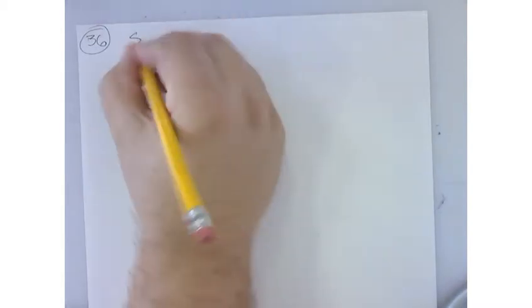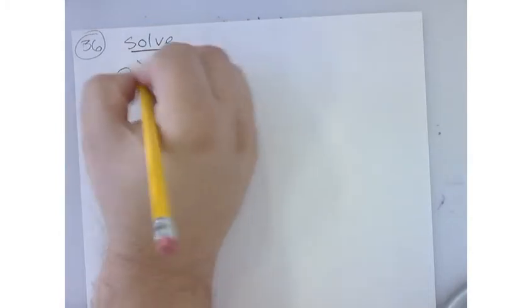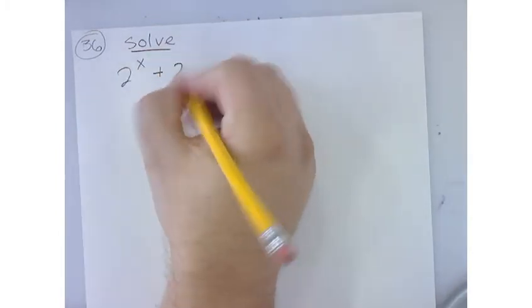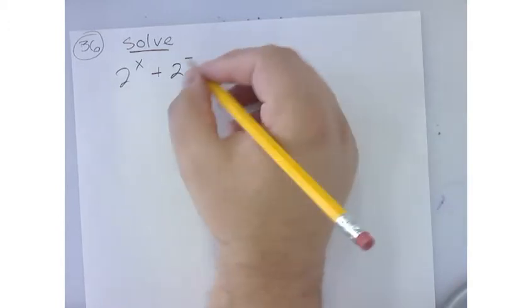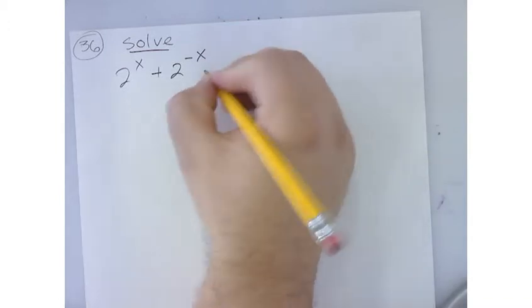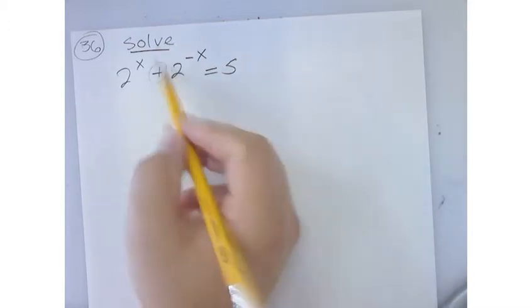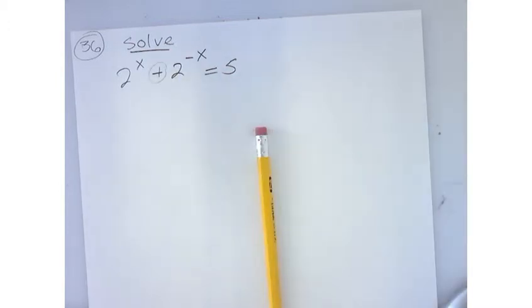Problem number 36, we are asked to solve the following: 2^x plus 2^(-x) is equal to 5. There is actually a shortcut we could do. If we use the property of natural log, we could toss that x to the front. The problem is that there's a plus sign between the two exponents.